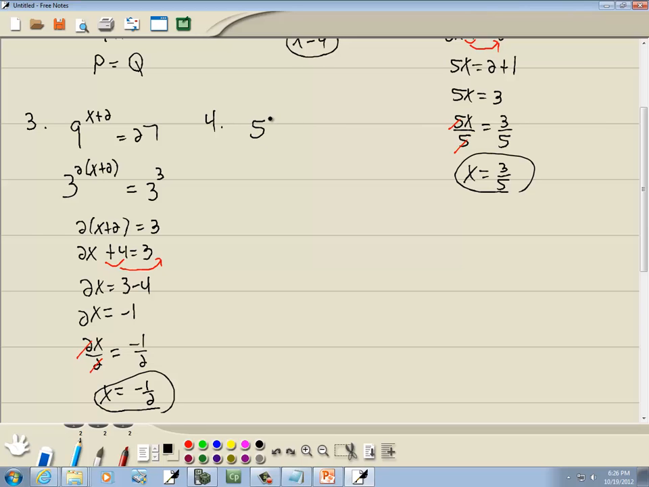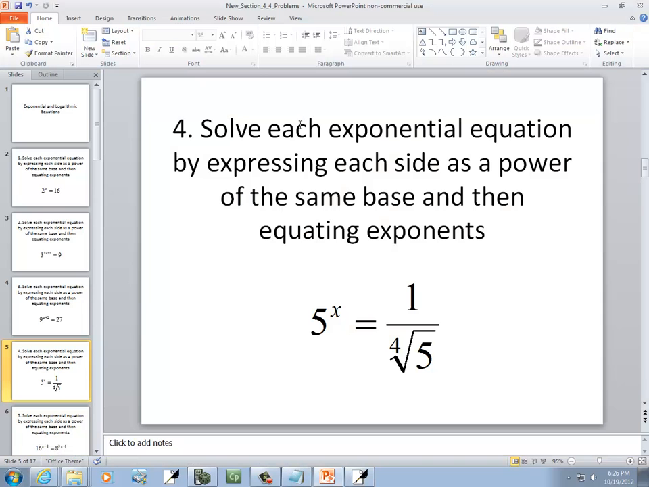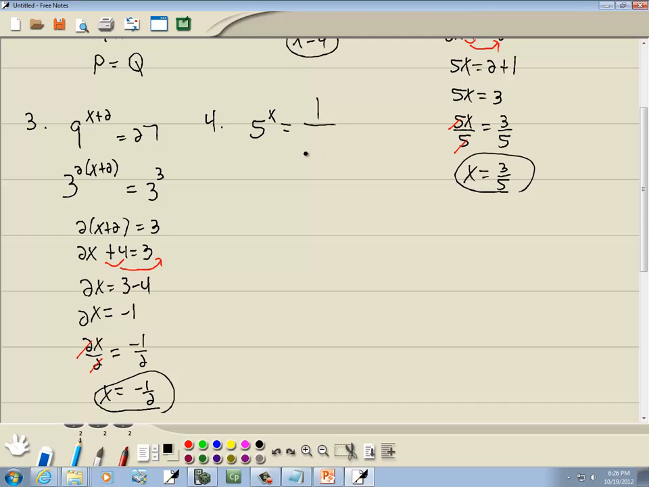Now in this problem, we have 5 to the x power is equal to 1 over the 4th root of 5. Well, the 4th root of 5, I can rewrite as 5 to the 1/4 power. Remember, whatever number is in this little slot right here, that's your index. That goes in your denominator. Whatever power is inside goes up on top, and this is like 5 to the 1st, so we have 1 there. Now we want to get that out of the denominator, so we're going to take the 5 to the 1/4 and move it up on top.